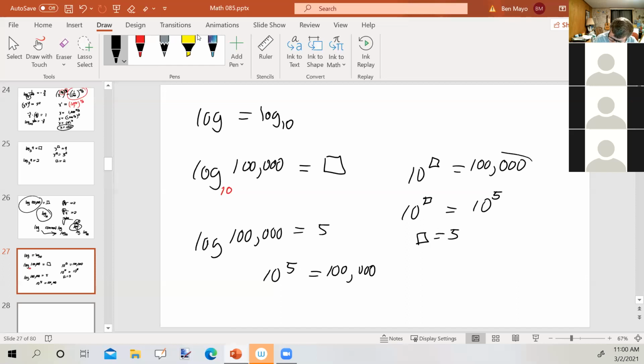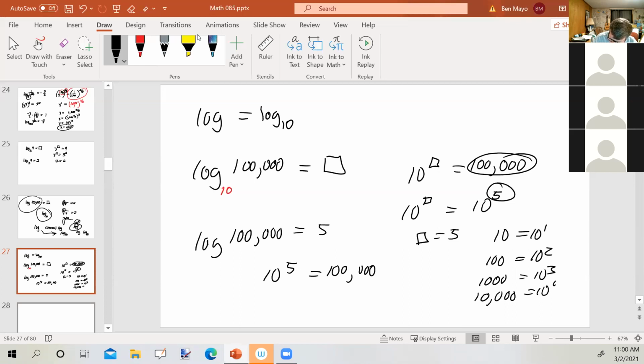Okay? Are you still trying to figure out where the 5 came from? 10 equals 10 to the 1. 100 equals 10 to the 2. 1,000 equals 10 to the 3. 10,000 equals 10 to the 4th power. 100,000 equals 10 to the 5th power. Look, I'm just counting the zeros, aren't I? I mean, that works in that context. Okay.